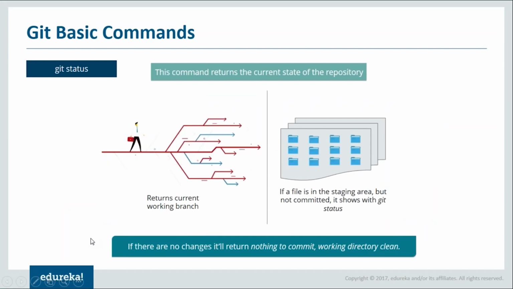Let's talk about git status now. So git status returns the current state of the repository. Git status will return the current working branch. If a file is in staging area but not committed, it shows with git status. Or if there are no changes, it will return nothing to commit, working directory is clean. Right, so let me just open my virtual machine again and I'll show you practically how this works.